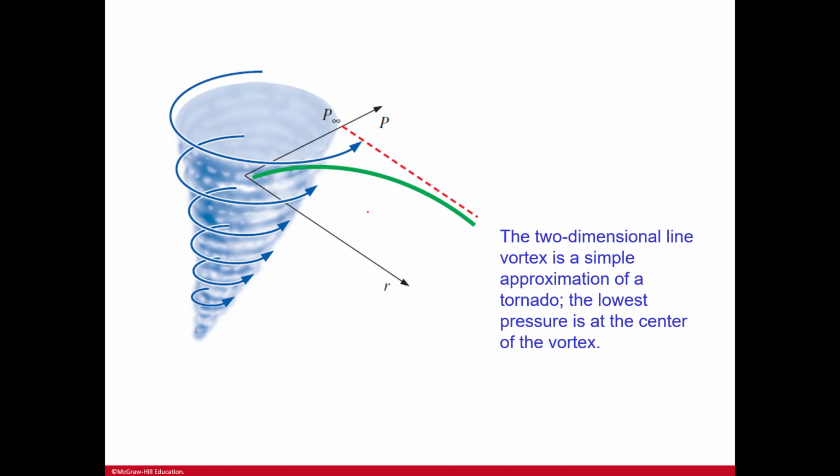Here it shows a two-dimensional line vortex, and it's a simple approximation of a tornado. The lowest pressure is at the center of the vortex.